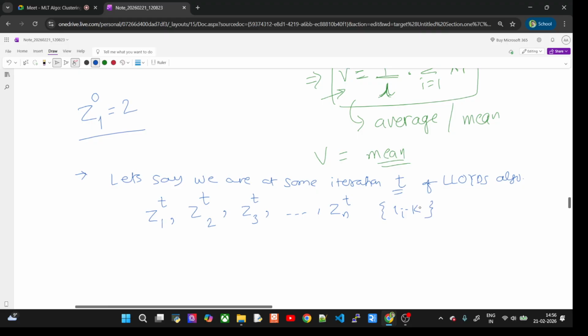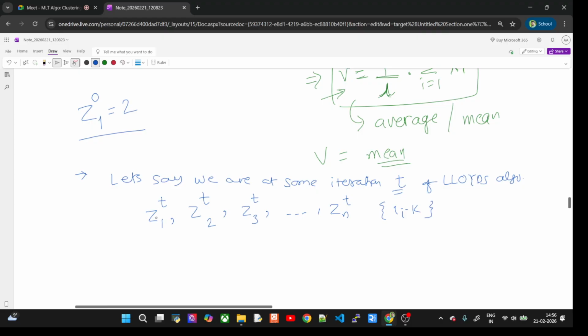I am at some iteration t; I just jumped from 1 to 2, 2 to 3, 3 to 4. I know that I am going to converge, but I am figuring out whether I am converging or not, so I am giving you the proof. In that jumping, I am at the t-th jump, and at that jump my points belong to these clusters.